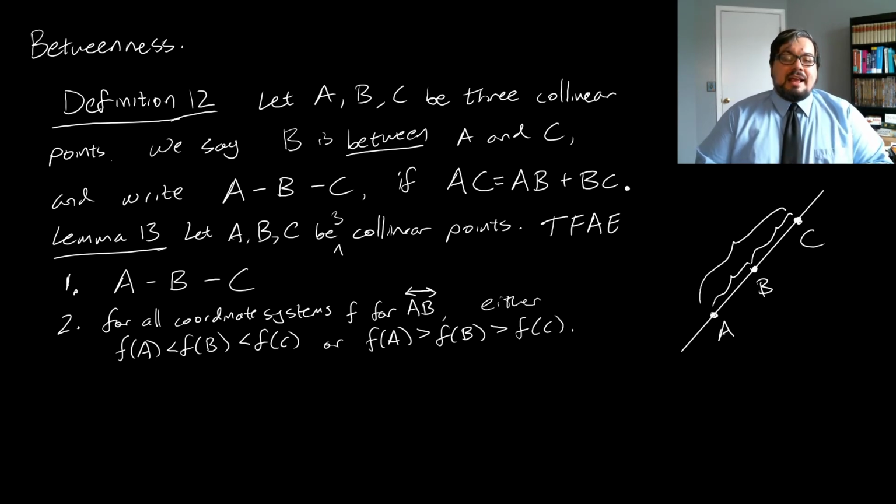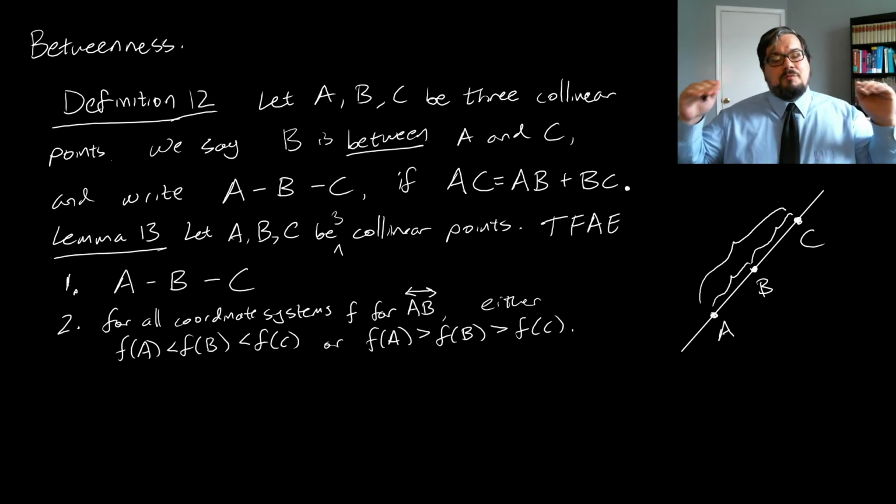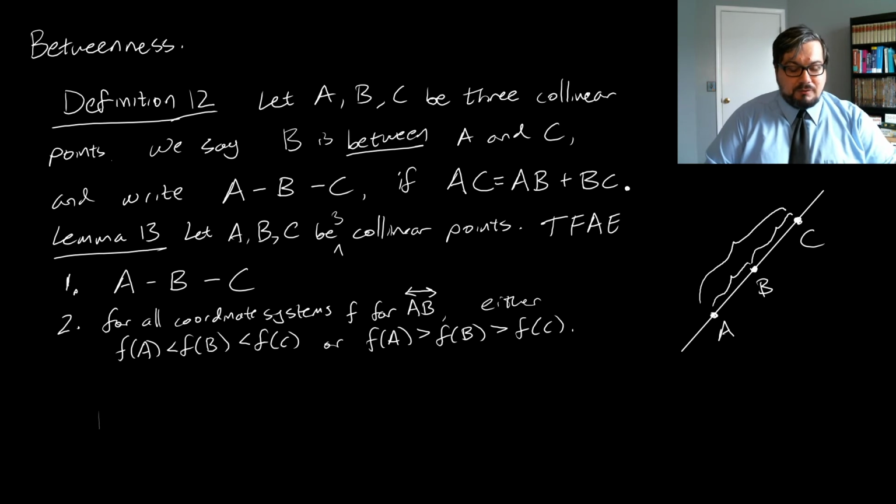So part 2 here is saying that if I have some coordinate system, any coordinate system really, on the line, and I look at the coordinates of A, B, and C, then if B is between A and C, the coordinate of B is going to lie between the coordinates of the other 2. So really betweenness on the level of points on the line is equivalent to betweenness on the level of the coordinates of points on that line. So to check for betweenness, we can look at the points or we can look at their coordinates.